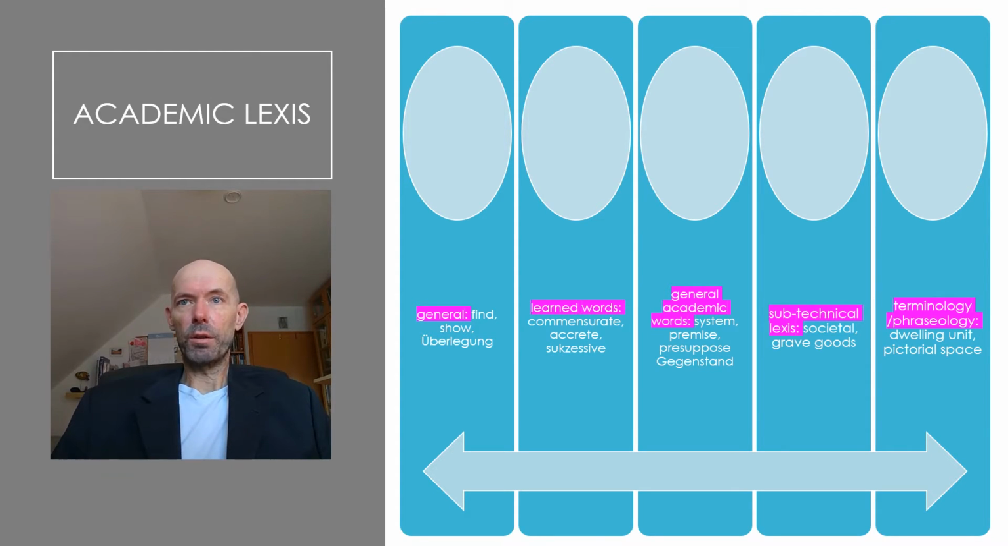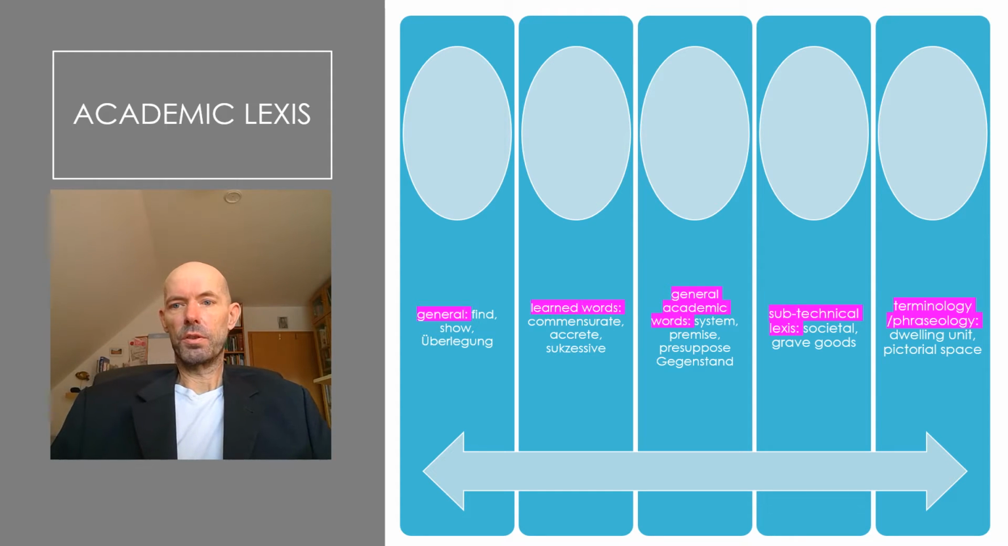And in between, we find learned words, which I've already mentioned, aptly described as Bildungssprache in German, that is the language accessible only to the educated, and these are words like commensurate, accrete, or sukzessive in German, but also successive in English, and the two are false friends, by the way. Then there's general academic vocabulary that is common to most or all academic disciplines, words like system, premise, presuppose, or Gegenstand, and subtechnical vocabulary that is specific to just one or more disciplines. So for instance, societal in the social sciences, or grave goods in history and archaeology.